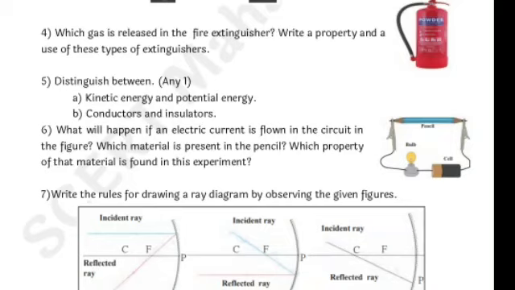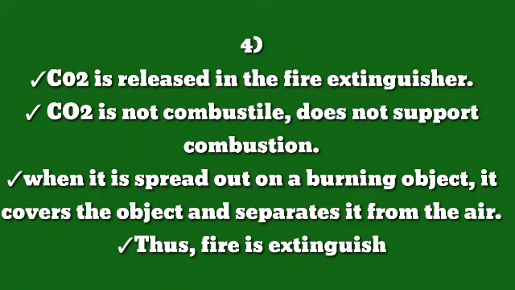Fourth question. Which gas is released in the fire extinguisher? Write a property and a use of this type of extinguishers. Friends, we all know that fire extinguishers are used to extinguish the fire. So let's see the answer. CO2, carbon dioxide, is released from the fire extinguisher.